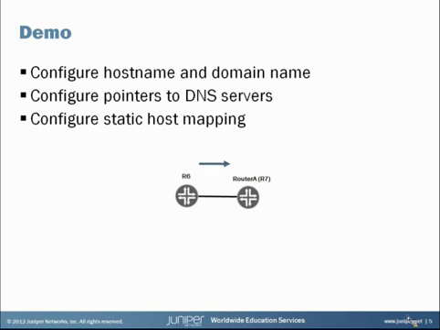So that takes us to the demo portion here. We're going to get onto a router called R6, and we're going to work with some hostname and domain name configuration, and we're going to try and configure some DNS configuration and work with that static host mapping feature in an attempt to get over to router R7.